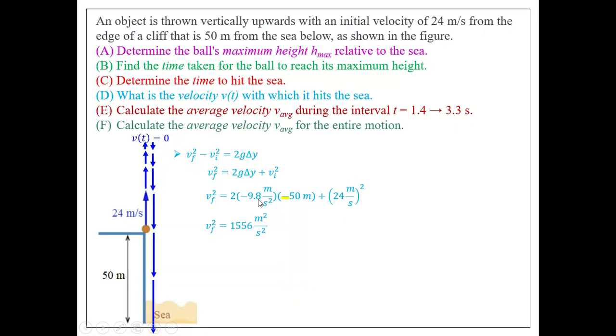All right. So if you clean this up, you'll get 1556. Therefore, to get VF by itself, take the square root of that. And then the square root of 1556 will give you a positive or a negative number. Don't forget, when you take the square root of a number, you get two answers, a positive or a negative. So it'll be positive or negative 39.45. And in this case, I would choose to go with the negative answer because, well, it's on its way down.